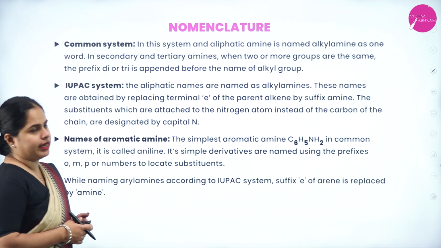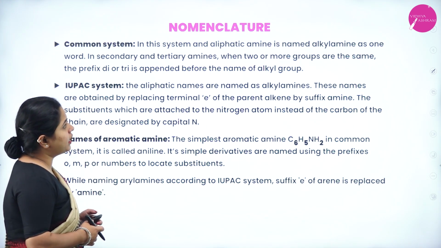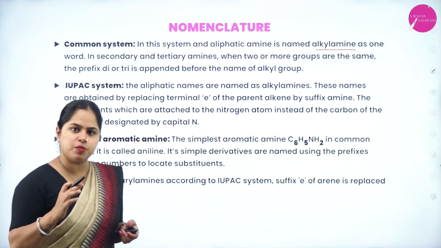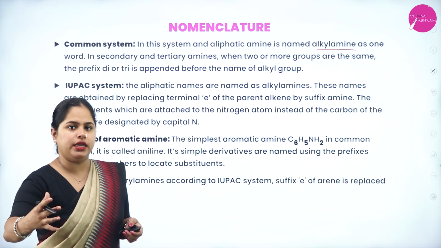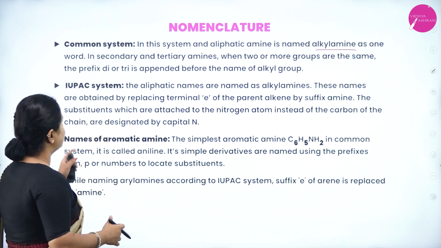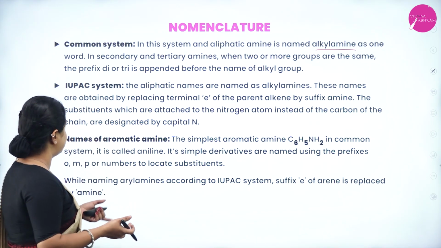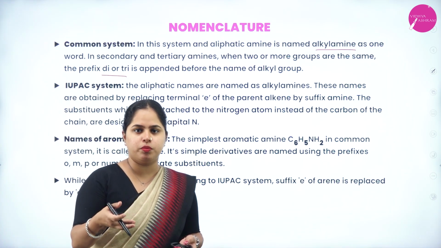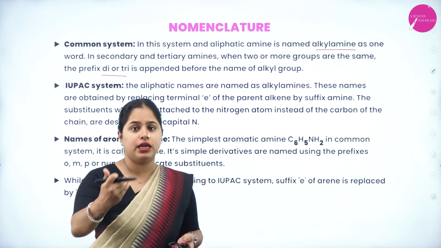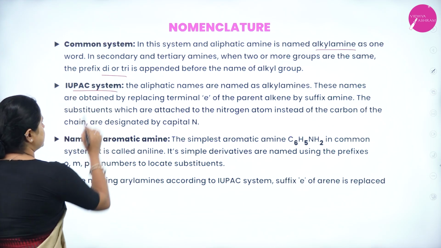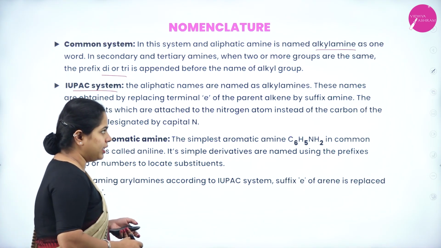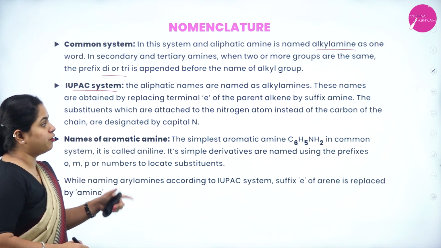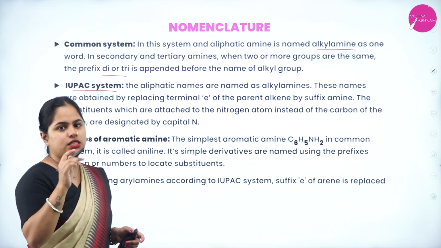Now moving on to the nomenclature. According to the common system, an aliphatic amine is named alkyl amine, as one word. If a hydrogen atom is replaced by a methyl group, it will be called methyl amine according to the common system. In secondary and tertiary amines, when two or more groups are the same, the prefix di or tri is used before. We already know that if more than one same group is present, we write dimethyl or trimethyl. Clear? Now moving on to the IUPAC system. The aliphatic amines are named as alkanamines. These names are obtained by replacing the terminal e of the parent alkane by the suffix amine. So e we are going to replace by amine.